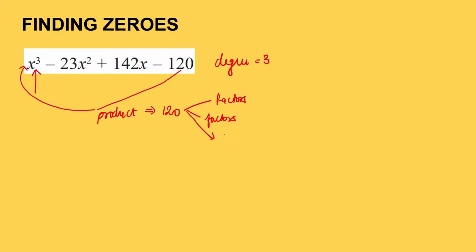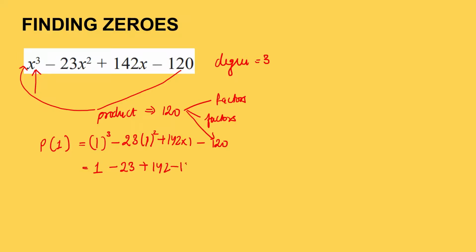Okay, so I am starting with 1. P of 1. Let's try hit and trial method. 1 cube minus 23x square plus 142 into 1 minus 120. Minus 23 plus 142 negative 120. Write all the positive terms together, negative terms together. Negative 23 and negative 120. This will give you 143 minus this will also give you 143. Hence, the result is 0.